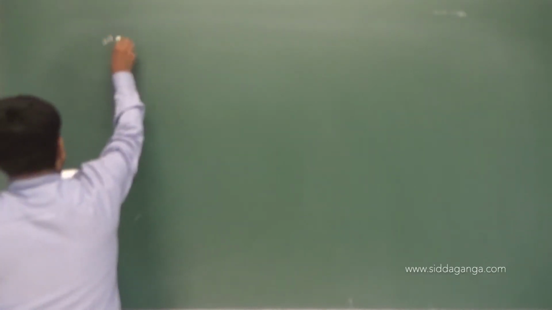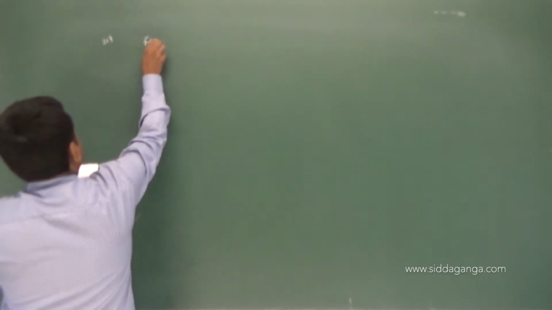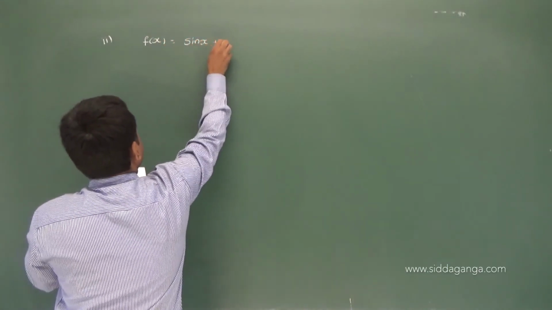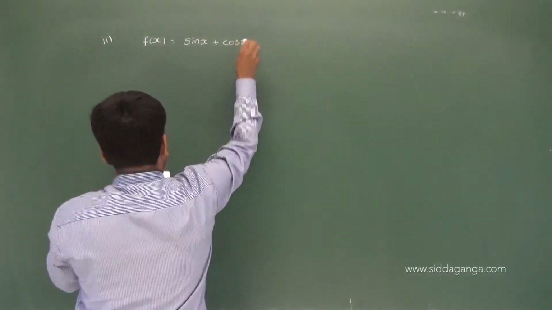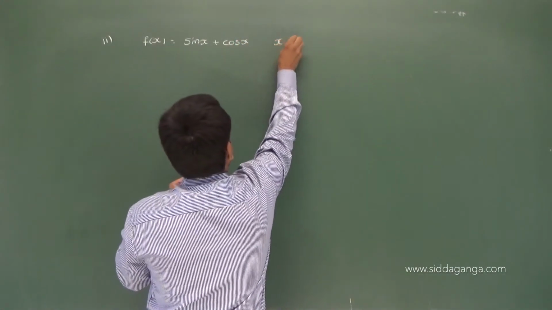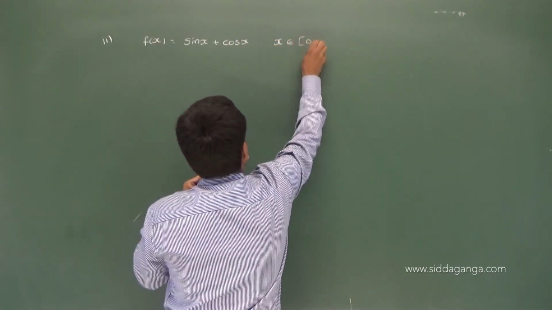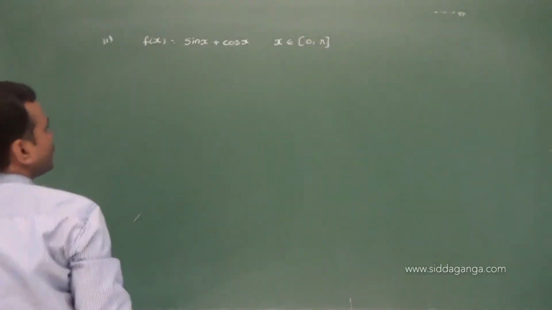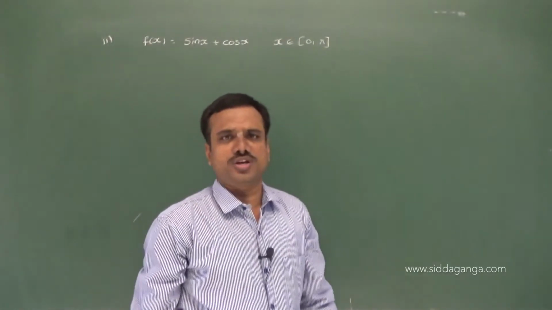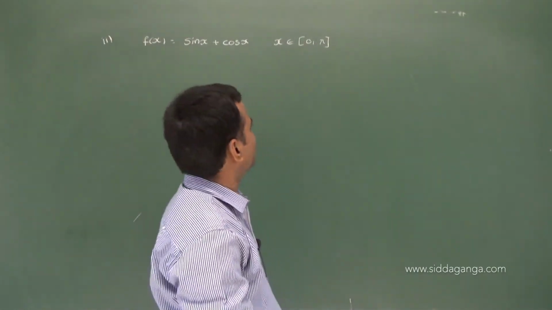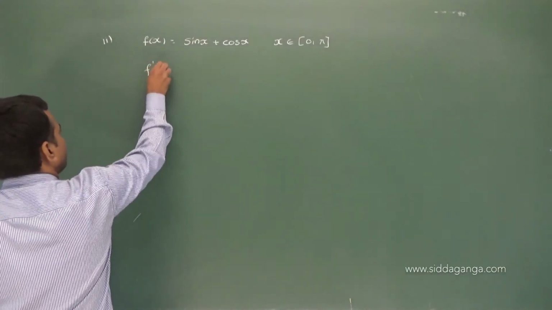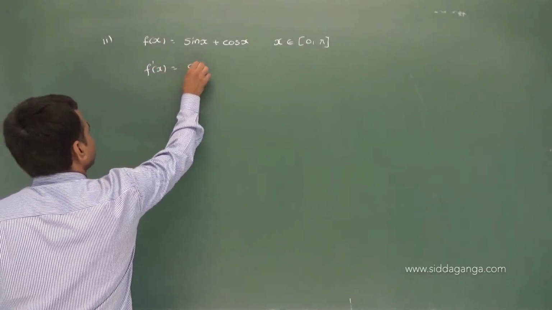Second problem: f of x is equal to sin x plus cos x, x belongs to 0 to pi. Okay, same, only one procedure. What we follow in the previous problem, we follow here: f dash of x is cos x minus sin x.